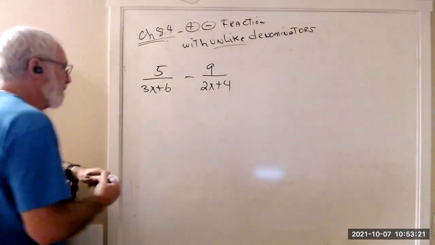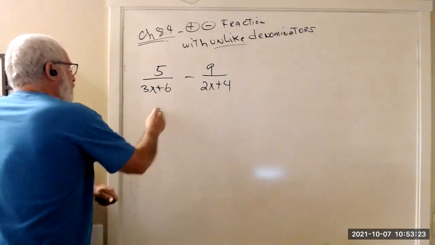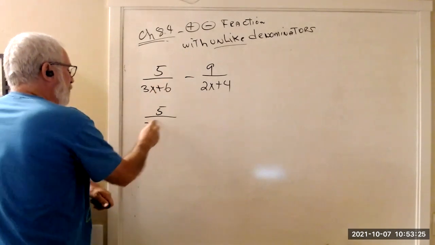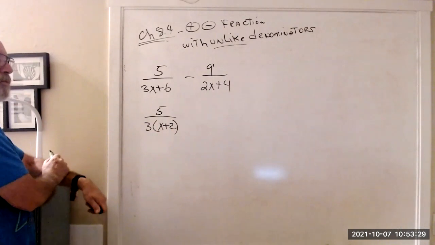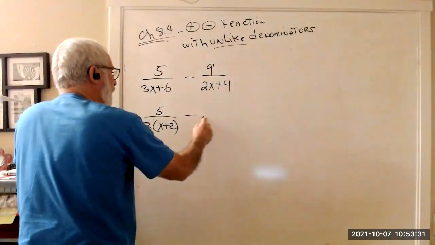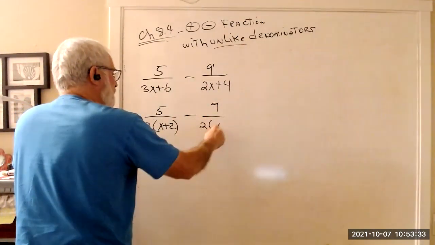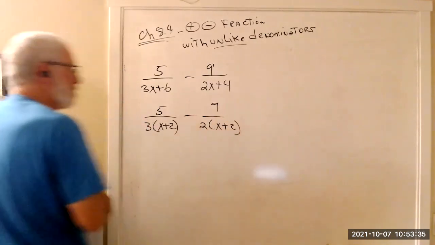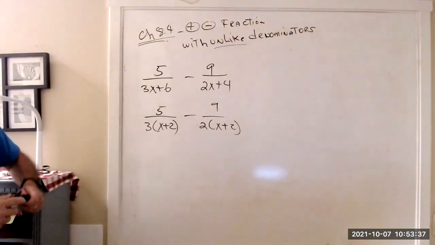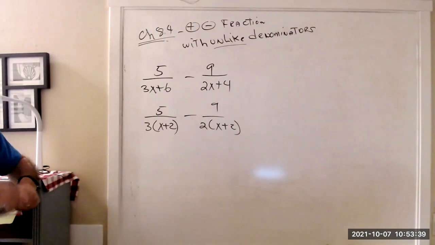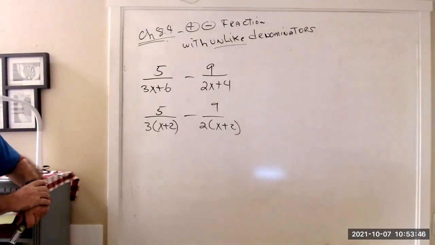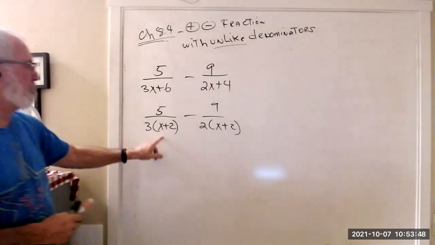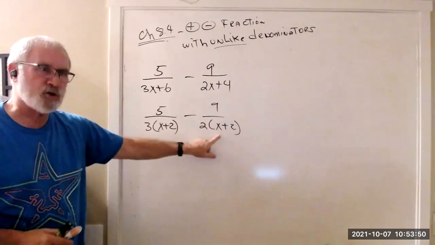Notice something. This factors into 3 times x plus 2. This factors into 2 times x plus 2. So the denominators aren't totally different from each other. They've got a little bit in common. A little bit. They both have an x plus 2 in common.